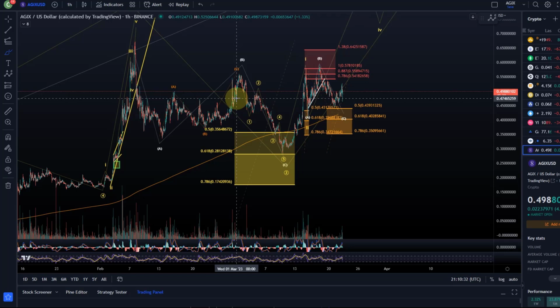So far the signs have been good because it did rally, as I said, in this 5-wave move off the 10th of March low, like many other coins, and obviously at the moment it's just a bit of a pullback. Okay, that's my update about AGIX.